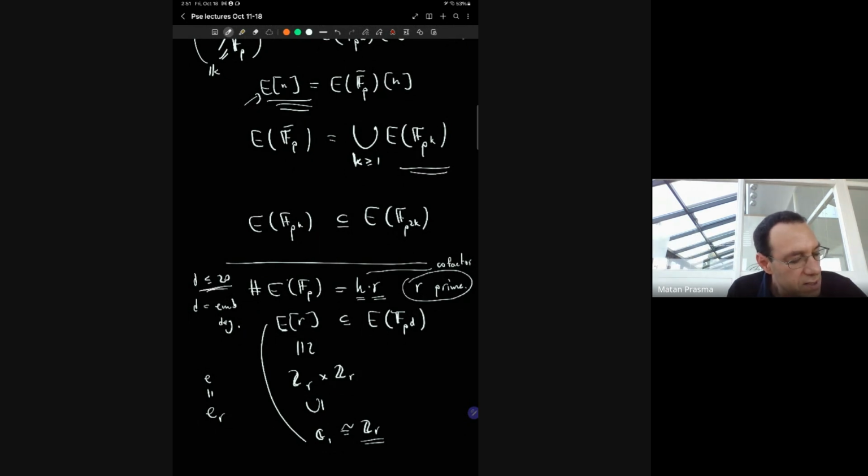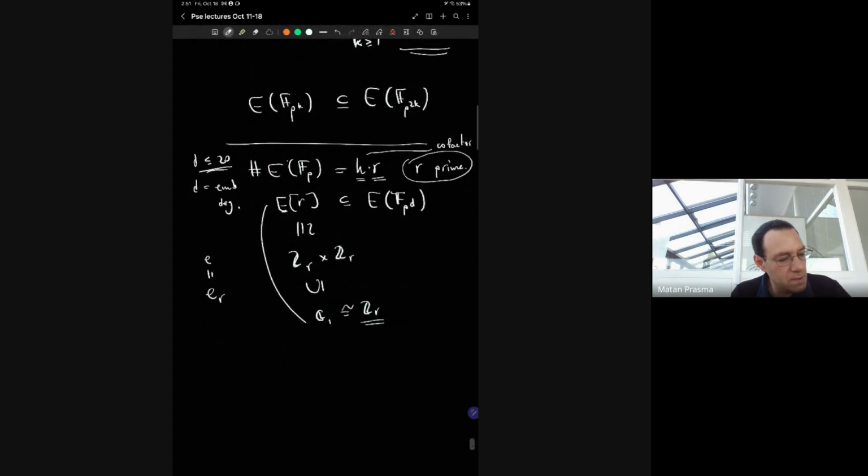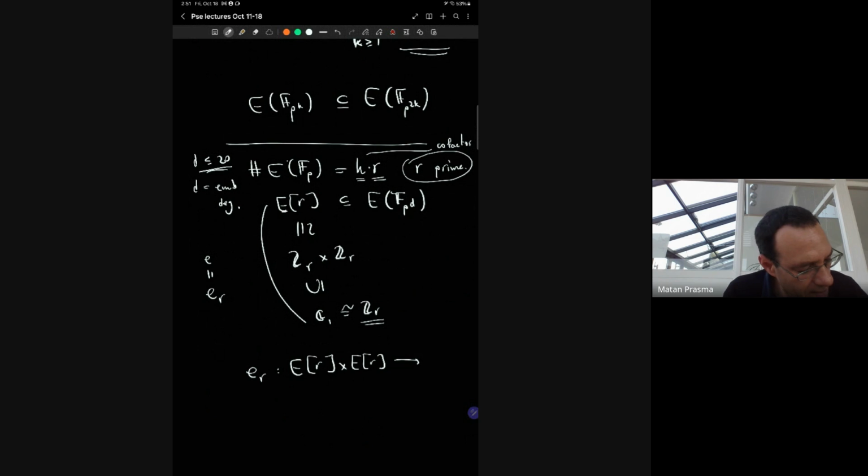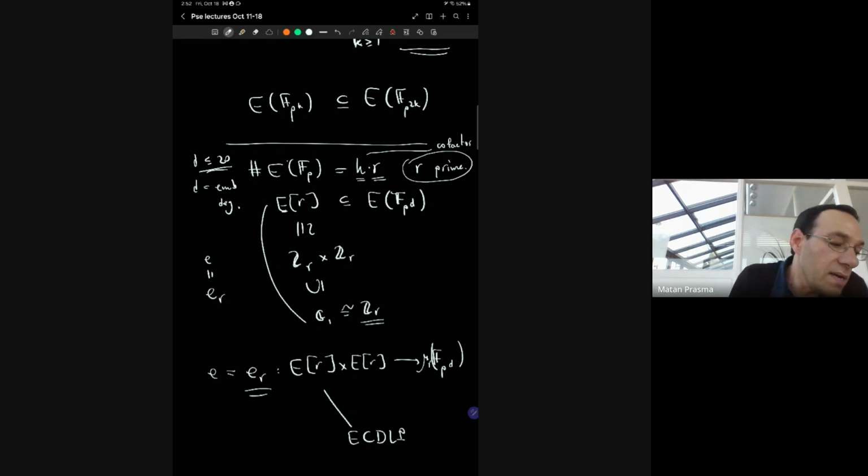is smaller than 20. So we are working in, I mean, the security, look, in this case, we have E_R, it's going from E_R times E_R into F_p^d. In fact, it's going to be the R roots of unity in F_p^d. So the security of the pairing depends on two things. One is the difficulty to do the elliptic curve discrete logarithm problem in E_R, or in E, basically. And two is to do the discrete logarithm in F_p^d.